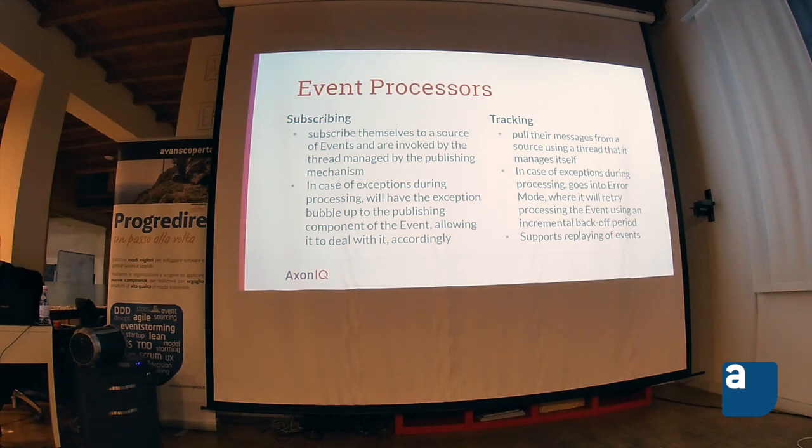That is useful, for example, in a case like set validation. We want, for example, a username to be unique. When we have this handler that throws an exception because we found another username, we can completely roll back the transaction and so roll back the events. The tracking event processor, on the other side, is running in its own thread. It's subscribed to an event source, and it's running on its own thread or multiple threads.